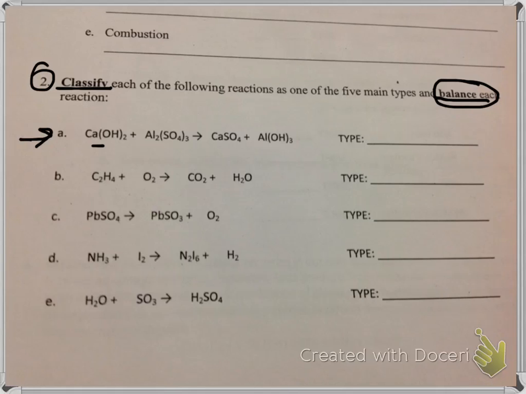So we do start with 2, but we don't end with 1, so it's not synthesis. How about decomposition? Starting with 1 and ending with 2. Well, we already know that we start with 2, so it can't be decomp. Single displacement, you start with an element in a compound and you end with an element in a compound. So we have, on these, 2 compounds. So we know that it can't be single displacement because there's no element to displace another.